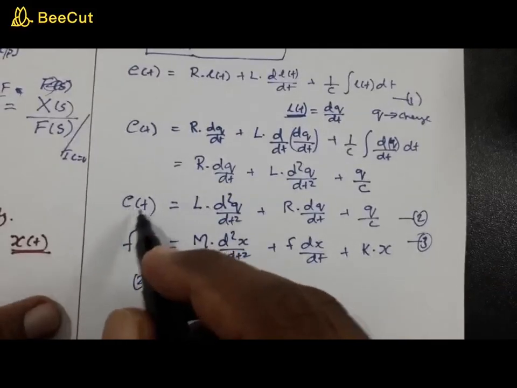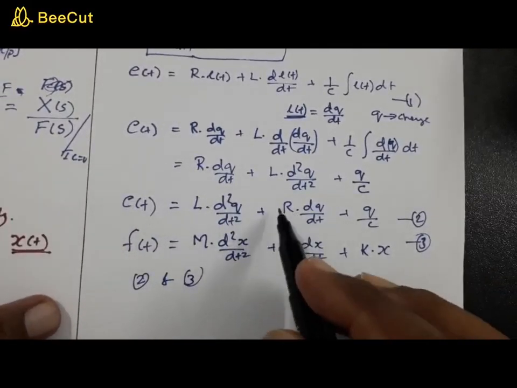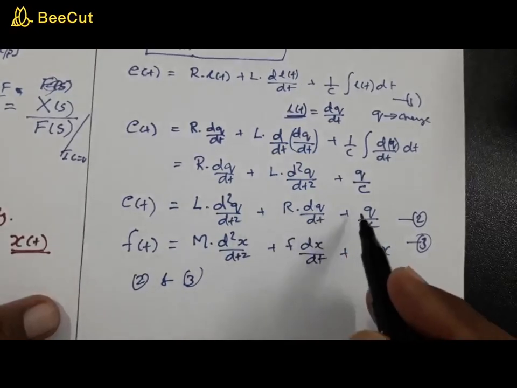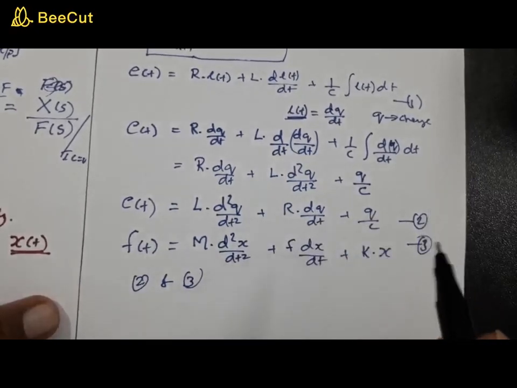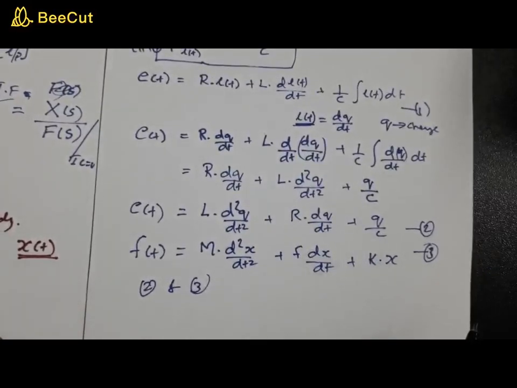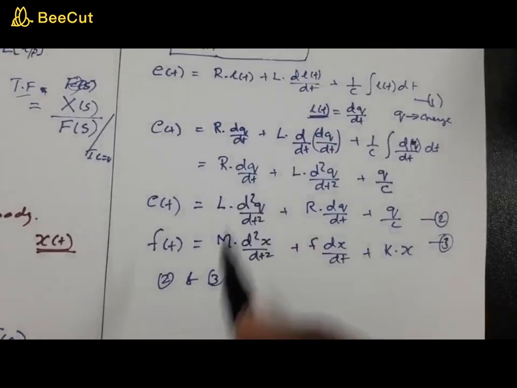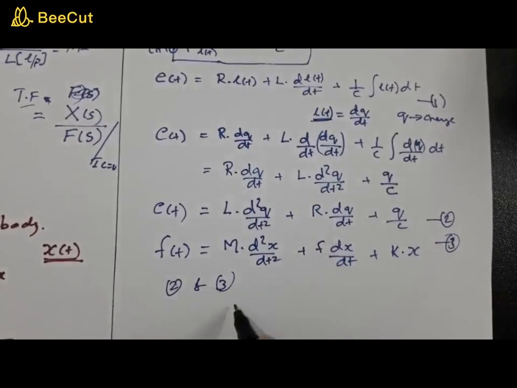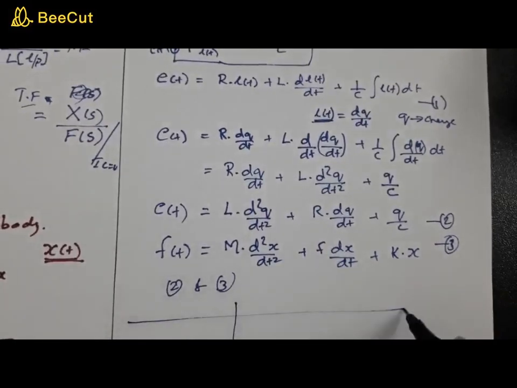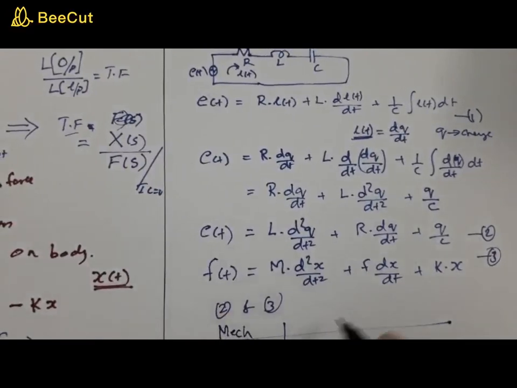So you have some function equated to something into d square q by dt square, plus something into dq by dt, plus something into a constant, or q by c. Now let us see the analogy of this. Let's have this mechanical system and the corresponding electrical component.